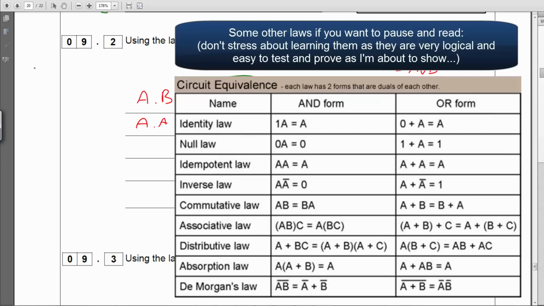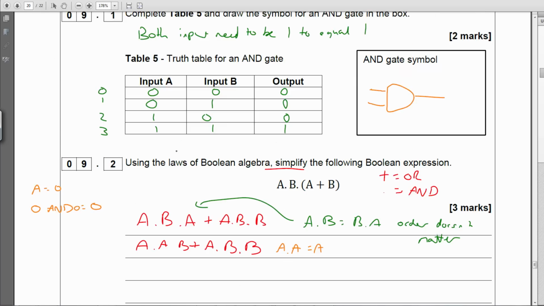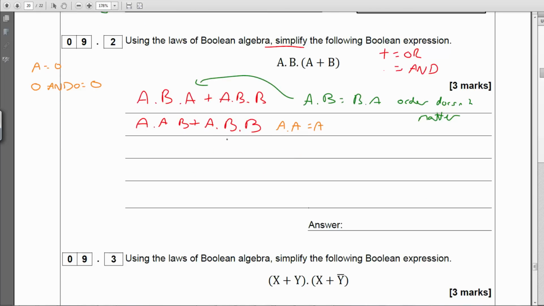So if A was 0 and you had 0 and 0, it's going to equal 0. Same with both for 1s, as we can see from our truth table. This is AND, and so we're going to get a 1. So it's going to be the same, and the same as with B. This is just a general example. So we can write this as just A dot B plus A dot B.